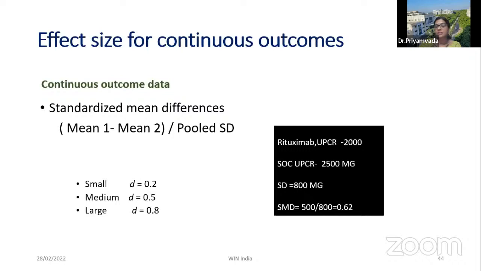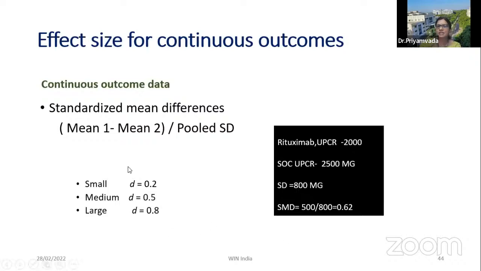So there is something called a standardized mean difference. It's basically the difference between the mean of the intervention and the control divided by the standard deviation. Here I substitute this, I'm getting a value of 0.62. This is otherwise called Cohen's d. And there are other ways of expressing it, depending on what your denominator is.